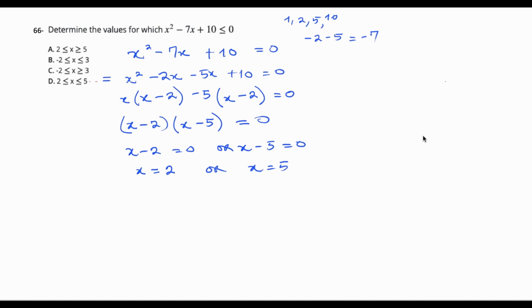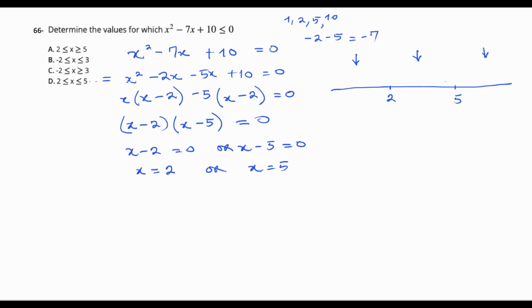Now, to do that, we would have to draw a number line. And on this number line, we are going to mark the two solutions we got to our quadratic equation. Here, in this case, is 2 and 5. So we're going to test out 3 regions. The first region is the region when x is less than 2. The second region is the region when x is between 2 and 5. And the third region is the region when x is greater than 5.